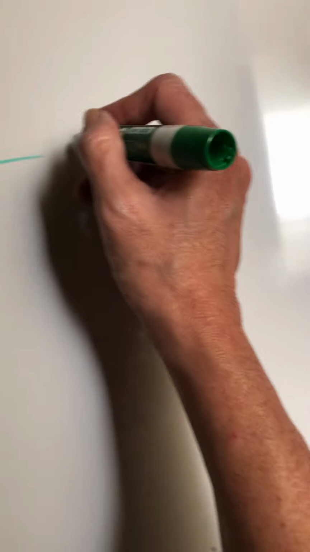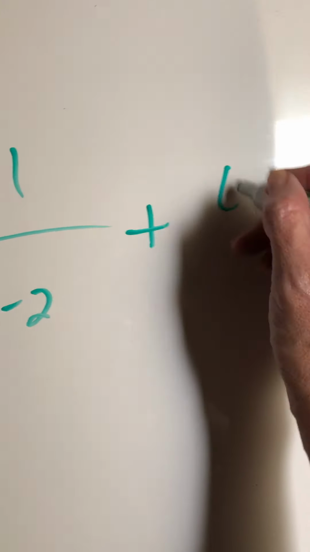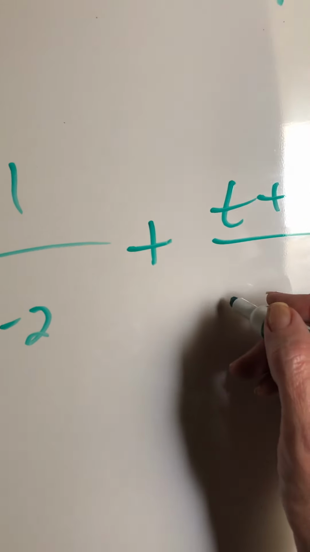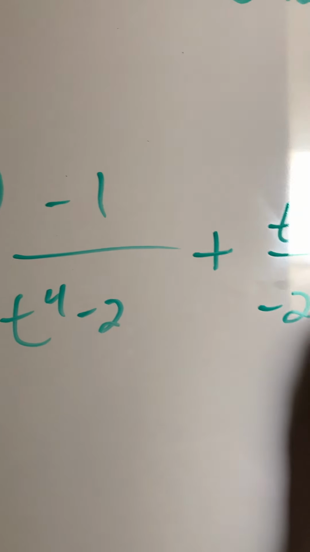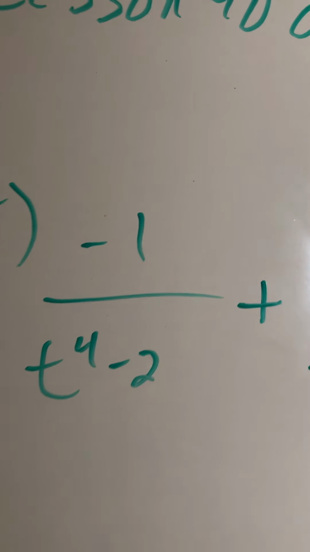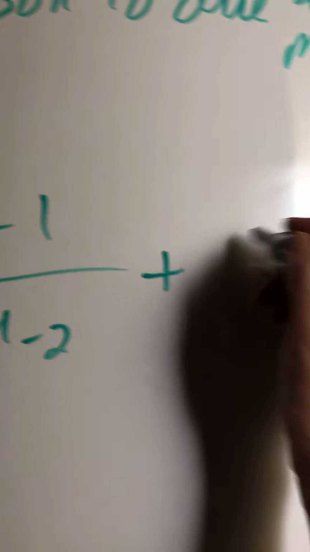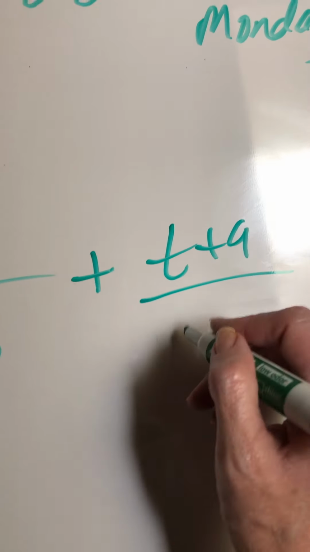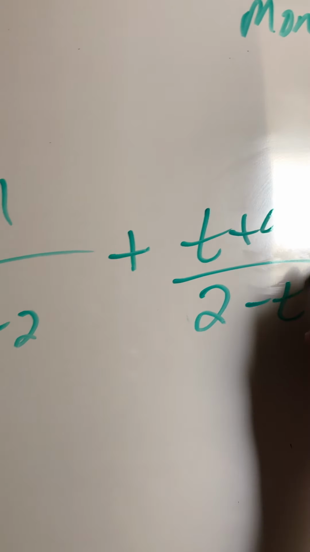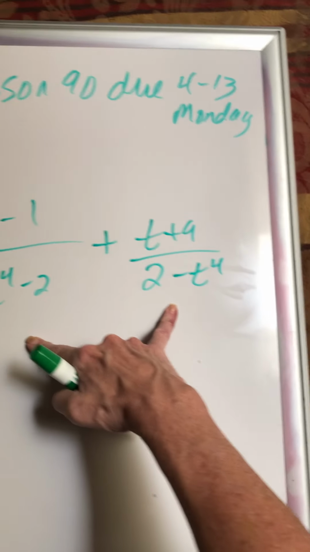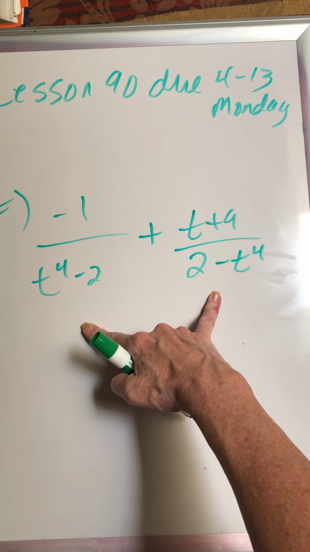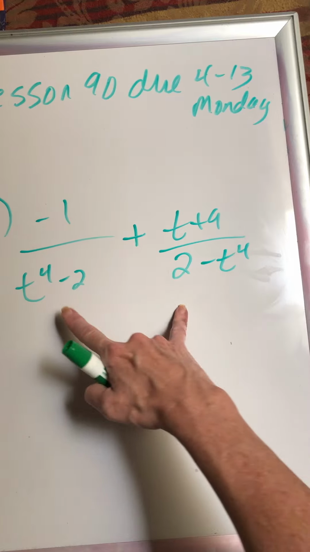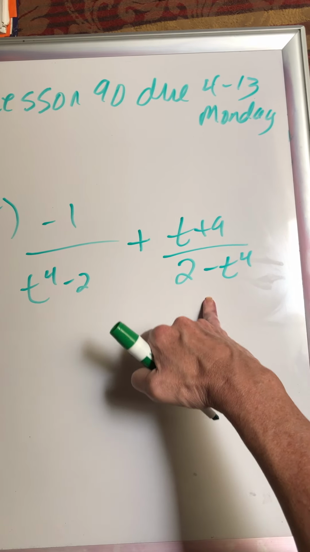Then for f, we've got negative 1 over t to the 4th minus 2, and then plus t plus 9 over negative t plus t to the 4th. Whoops, that's not right. That's not how it starts, sorry. T plus 9 over 2 minus t to the 4th, because those have got to be opposite. Those signs are opposite. So it's negative 1 plus t plus 9, and then t to the 4th minus 2, and 2 minus t to the 4th.